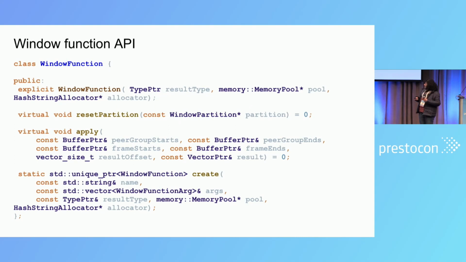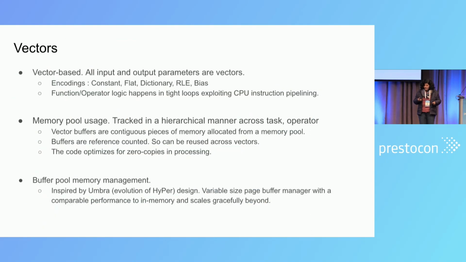And so the interesting structures are in bold here. You have a window function, which is just an instance of this class. But you have a memory pool in here. There's a hash string allocator. There's a type pointer. There's a vector pointer. There's a buffer pointer. So this is all stuff from the Velox framework. So let's drill into this.